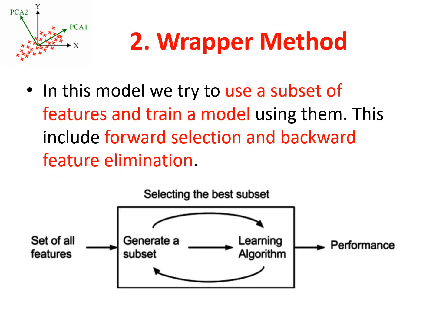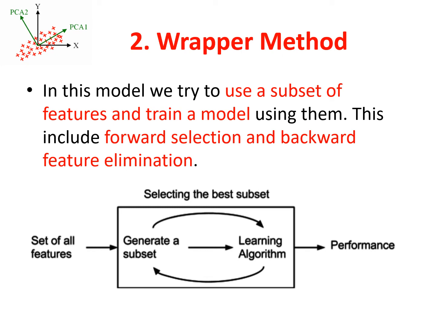The second strategy for feature selection is the wrapper method. In this wrapper method, we try to use a subset of features and train a model using them. For this, we are using either forward selection or backward feature elimination. So what is actually happening in the wrapper method is, we are trying to use a subset of features and train a model using them, and this feature selection happens in two ways, forward selection or backward feature elimination.